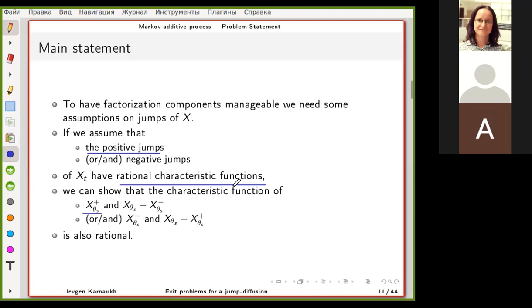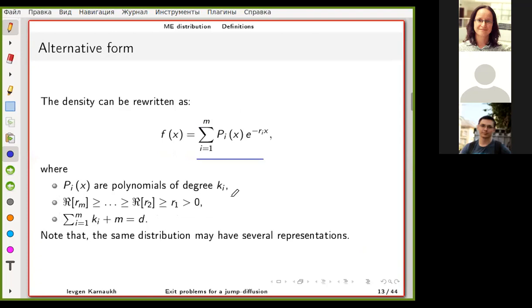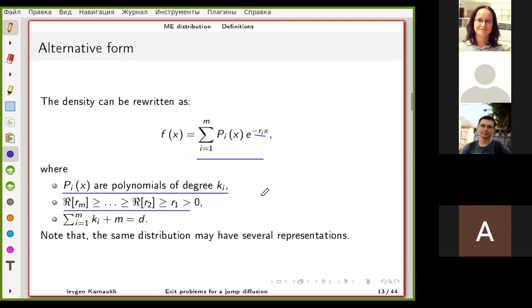First of all, we need to define in detail what a rational characteristic function means, or the characteristic function of an ME distribution. ME distribution is another name for a distribution with rational characteristic function. And the name is due to the matrix exponential form of our density. Here we have three parameters, beta, B, and T. And this triple we call a representation of the ME distribution. By ME we mean matrix exponential for short. In more extended form, it can be represented like this, a mix of exponents multiplied by polynomials of some degree. An ME distribution has many representations.